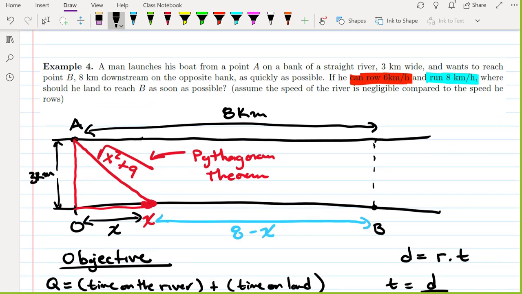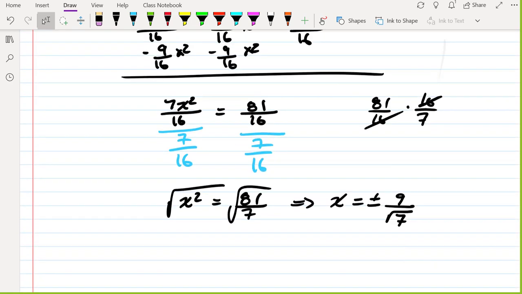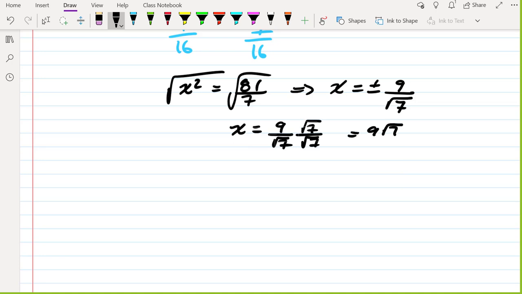And we're going to reject the negative square root because it doesn't make sense in terms of our problem. Because if we look at our diagram, he's not going to move away from point B and then run back towards it. That wouldn't make any sense. So our critical number is positive 9 over the square root of 7, or if we rationalize the denominator, 9 square roots of 7 over 7.